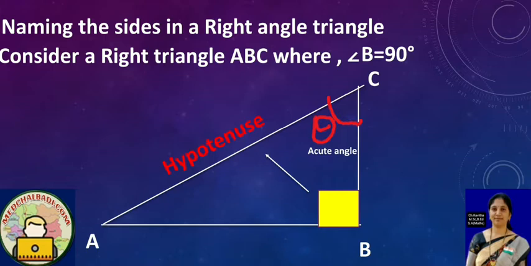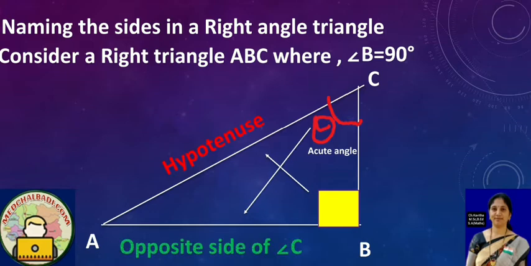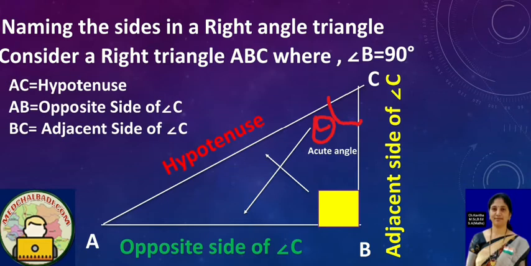And opposite to angle C or theta, here AB becomes the opposite side. So AB indicates the opposite side of angle C. And the third side, that is BC, becomes the adjacent side of angle C. So we can write like this: AC is the hypotenuse, AB is the opposite side of angle C, and BC is the adjacent side of angle C.